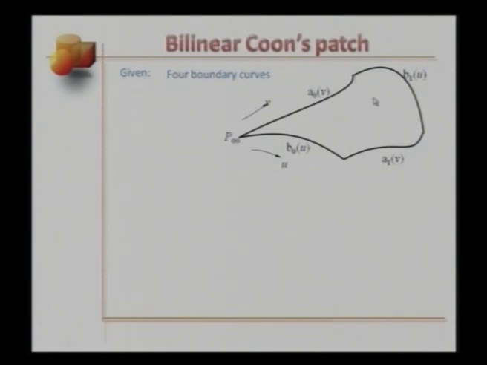There will be 4 points of intersection. The first one is represented as p 0 0. This would correspond for values of u and v both as 0. This is p 1 0 for u equals 1 and v equals 0, p 1 1 for u and v equal to 1, and p 0 1 for u equals 0 and v equals 1.